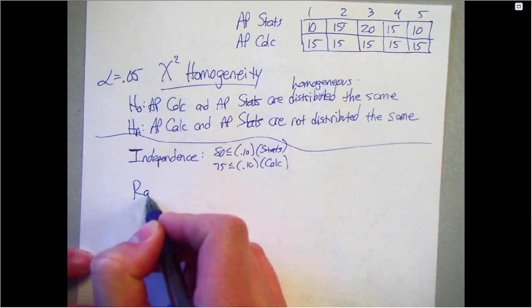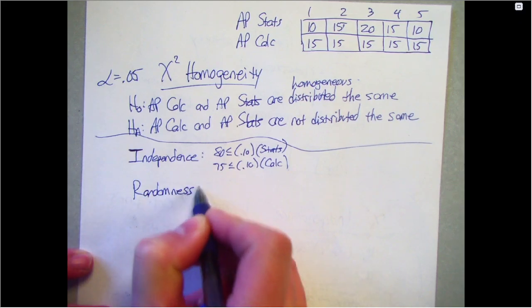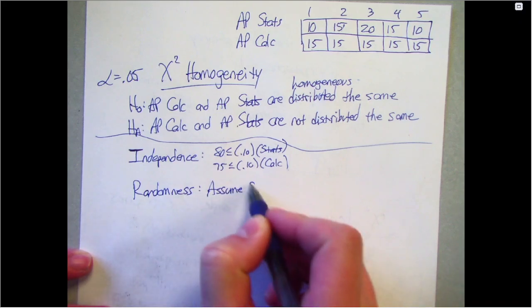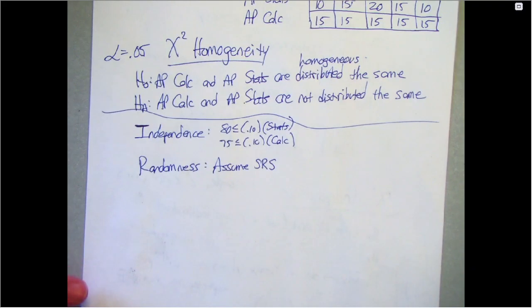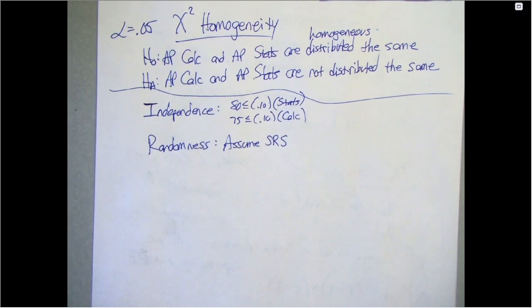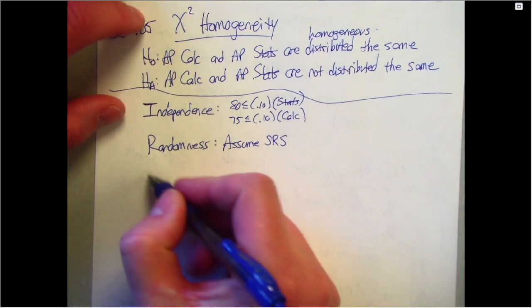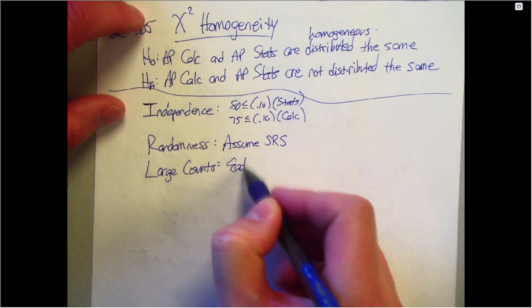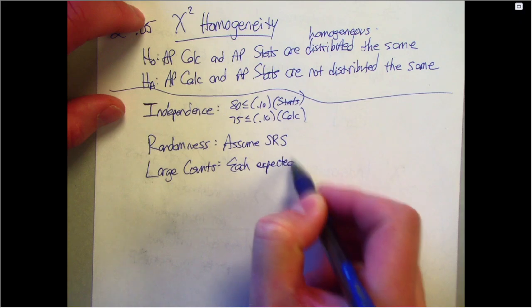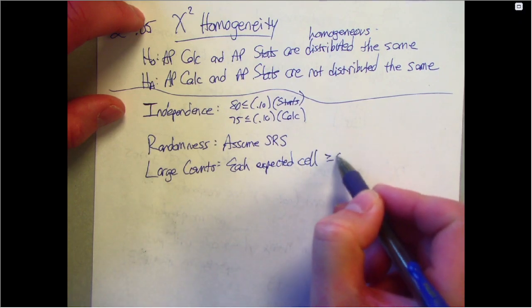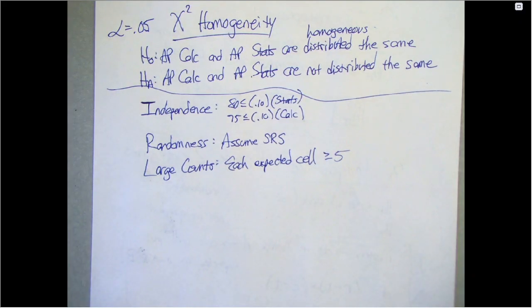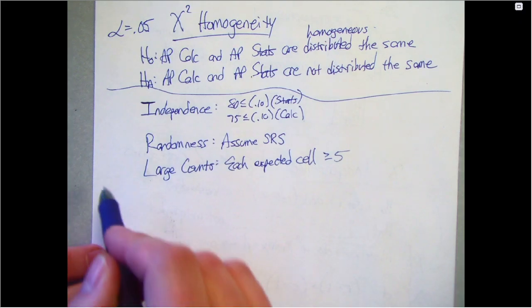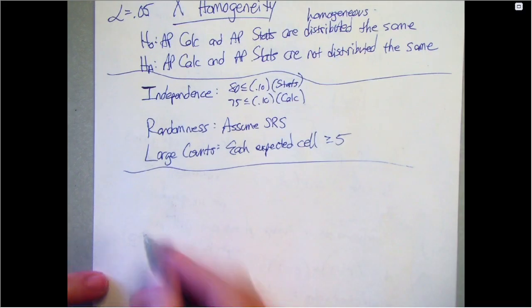So R is for randomness. So we say assume SRS, because that doesn't really tell you. And then L is for large counts. So each expected cell, not the observed one, each expected cell greater than or equal to 5. Alright, then I'm going to make my big table.